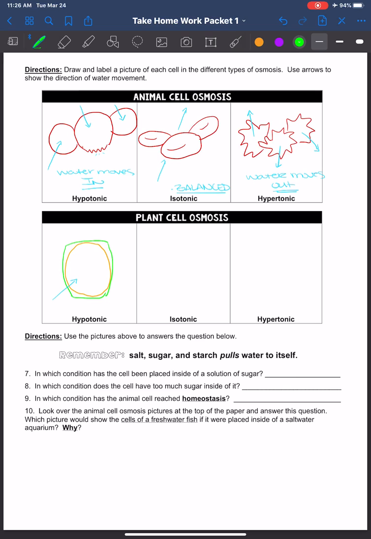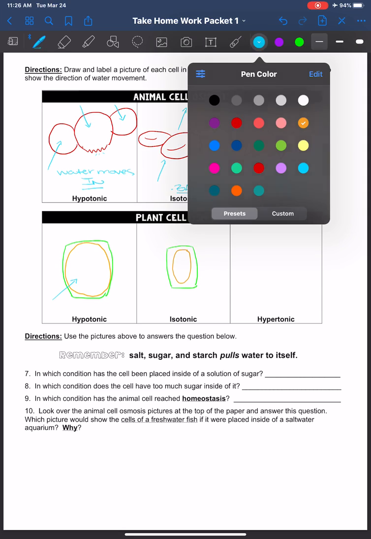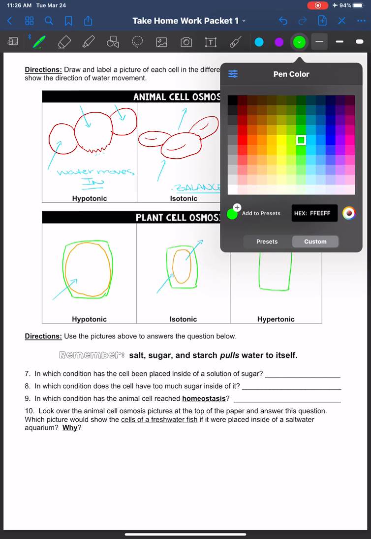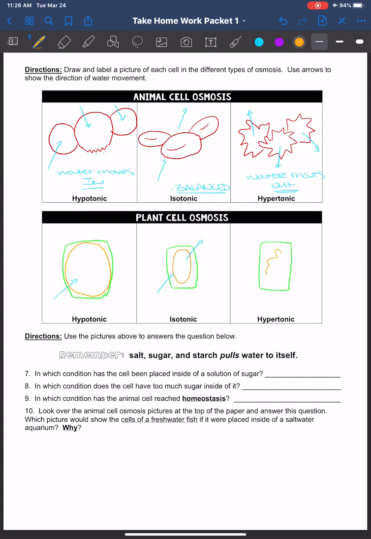For my isotonic solution, it's going to look nice and normal. No bulging. Cell membrane looks good. Everything looks great here. And I have water moving in and out of the cell at the same rate. For my hypertonic, my cell wall is going to look somewhat normal-ish, but this is where we see the difference. On the inside, that cell membrane is going to be shriveled up because my water is moving out of that cell. Remember that sugar, salt, and starch pulls water to itself. So wherever that stuff is, the triple S's, the water will go.